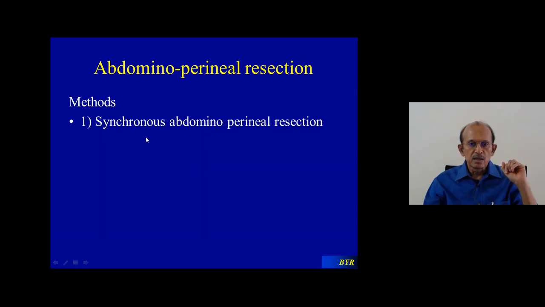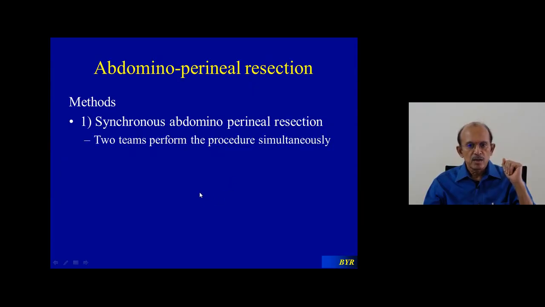Methods of operation: synchronous abdominoperineal resection. So here the surgeon is doing surgery on the abdominal side and the perineal side. If two surgeons are present to do the procedure, one surgeon can operate from the abdominal side, the other surgeon can sit on the perineal side, and both will meet at the pelvic diaphragm. So this is called the synchronous abdominoperineal resection. So two teams perform the procedure simultaneously.